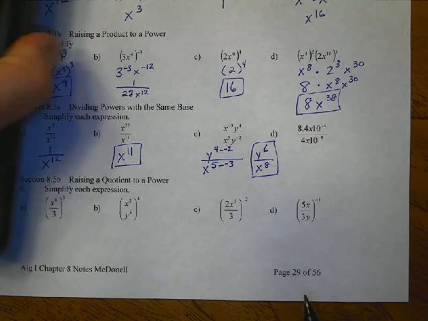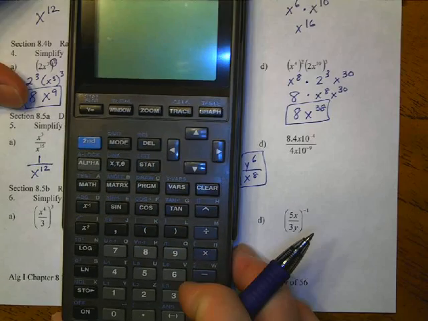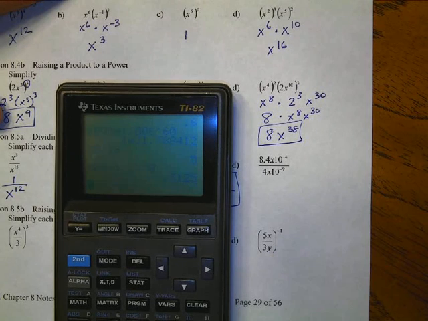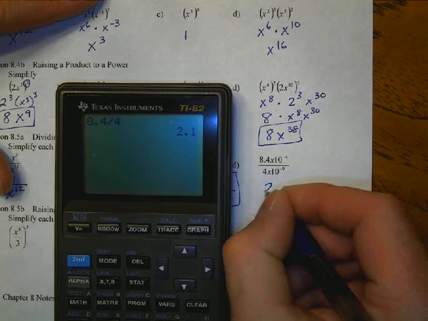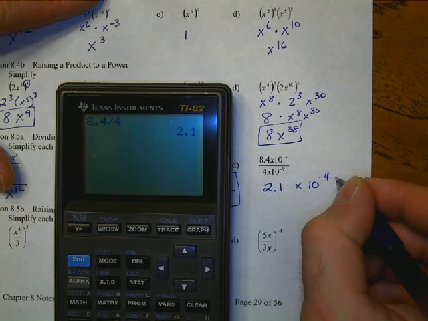Here's our last one. We have two problems with scientific notation. We're going to try to divide this. Now you may be able to divide this in your head. If you can't, you can always take 8.4 and divide it by 4. So let's take a look at that. 8.4 divided by 4. Can you do that in your head? I hope so. It's 2.1.